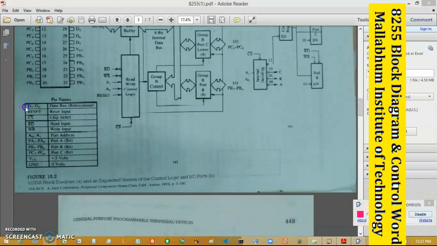Next, D7 to D0 is your bidirectional data bus. It is used for the control word. Next is your reset input. Next is your chip select line. Next are your read bar and write bar. With the chip select, A0 and A1 are used to select port A, port B, or port C. This is for port A, this is port B, and this is port C. And next is your VCC, plus 5 volt, and this is your ground, 0 volt.